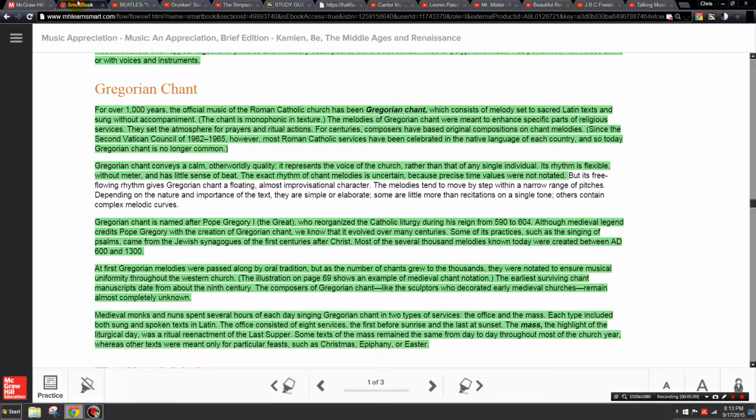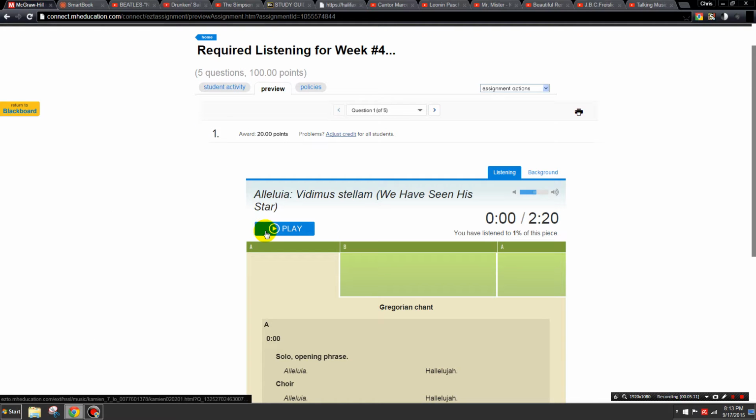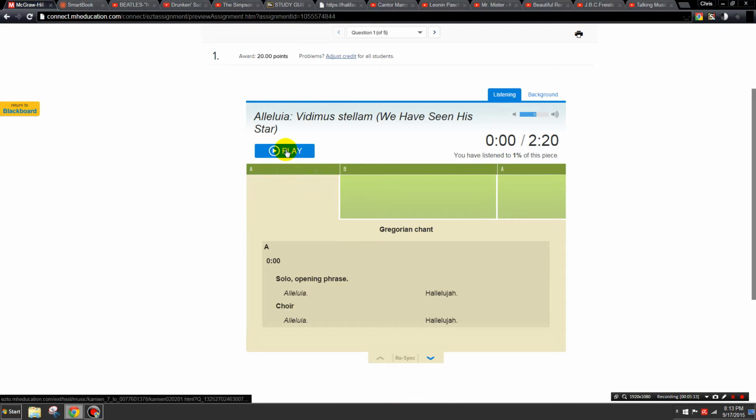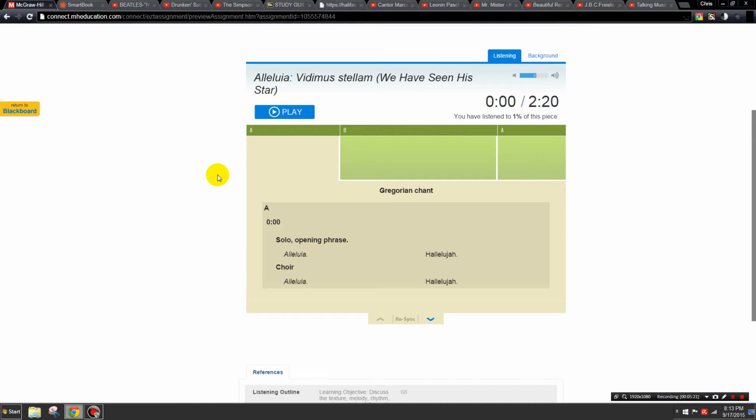So that's an example of that, and let's play you a little bit of this Alleluia Vita Mustellum. And again, you should see some similarities. Look for the lack of instruments. Look for the type of singing where you sing multiple notes per syllable.